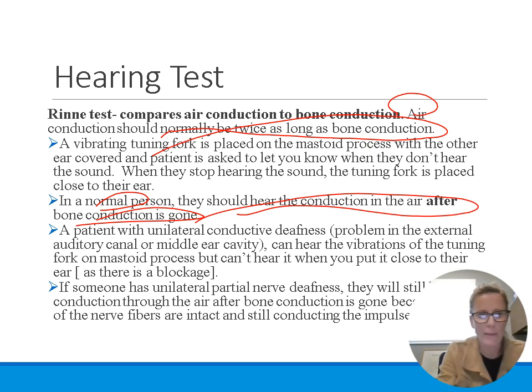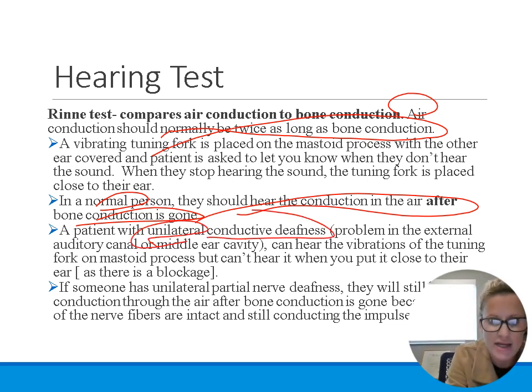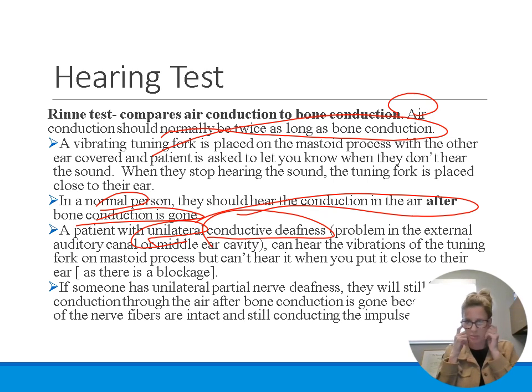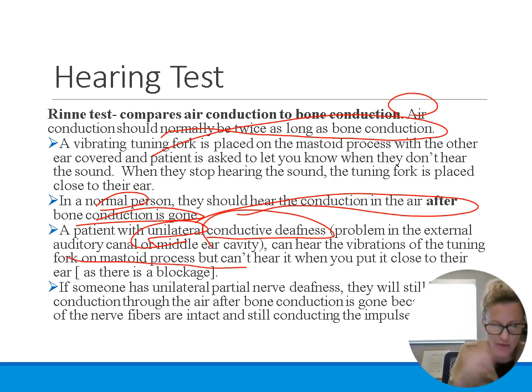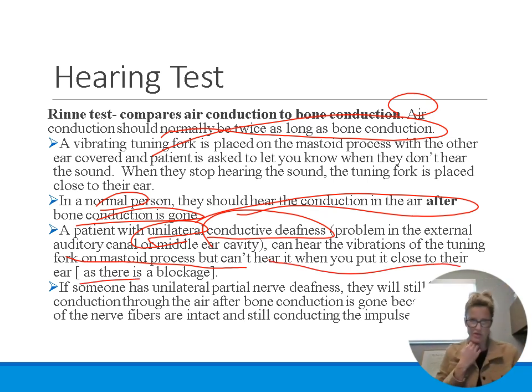A person who has unilateral conductive deafness, so there's a problem, a blockage in the external ear, or fluid accumulating in the internal ear, a problem with the ossicles, they can hear the vibrations on the mastoid process, so they have bone conduction fine, but they can't hear it anymore when you put it close to their ear. So you put it here, yeah, I hear it, okay, it stopped. Put it here, nope, I don't hear anything anymore. That means there's conductive deafness in that ear. Check the other ear too, just in case.